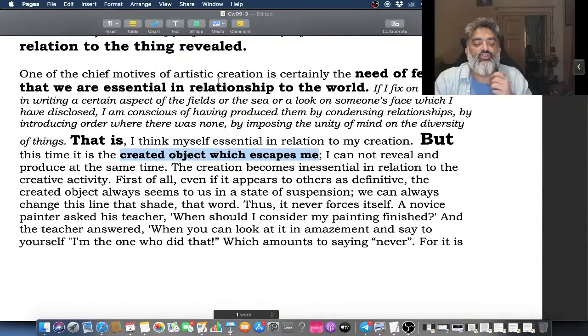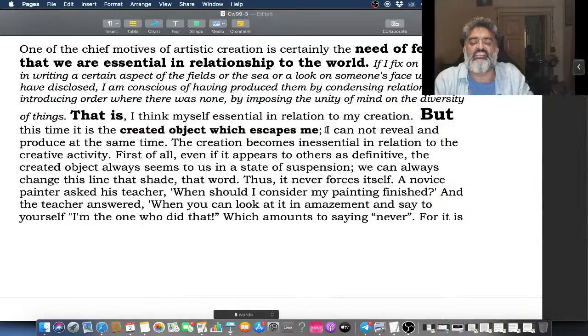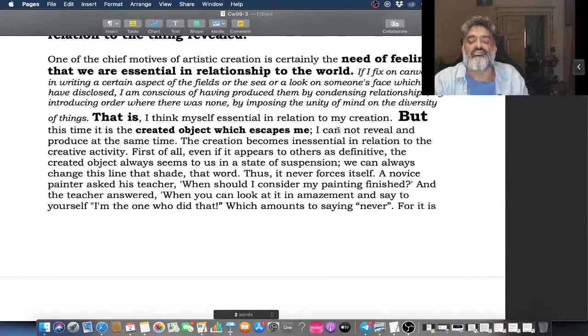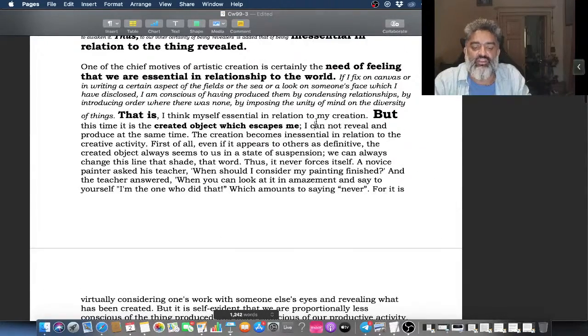Right? And read this line also importantly: chief motives of artistic creation, whether it's writing or painting or whatever, is a need of feeling that we are essential in relationship to the world, because there might be a question around it. And he's now going to explain why the object escapes me or the object becomes inessential. So read it. It's actually slightly biggish, but let's read it together, and it might be interesting to learn as well.